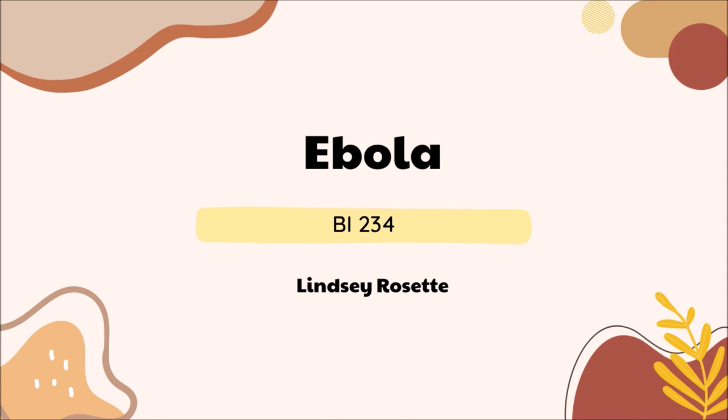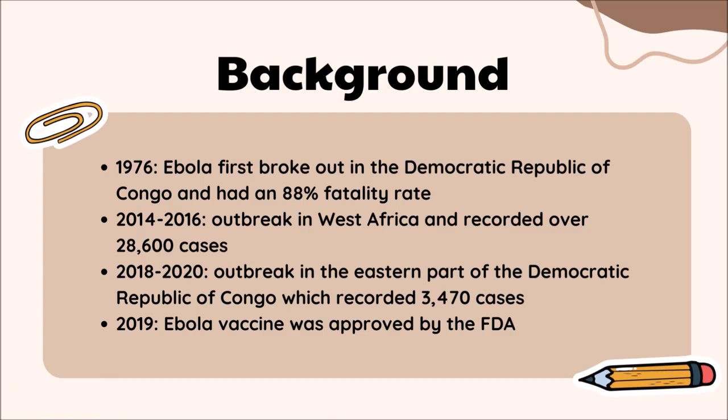Woohoo! For my term project, I chose to do it on Ebola or Ebola virus. In 1976, Ebola virus first broke out in the Democratic Republic of Congo, and it had an 88% fatality rate. In 2014 to 2016, an outbreak in West Africa occurred, and it recorded over 28,600 cases. In 2018 to 2020, there was an outbreak in the eastern part of the Democratic Republic of Congo, which recorded 3,470 cases. And then in 2019, the Ebola virus vaccine was approved by the FDA.